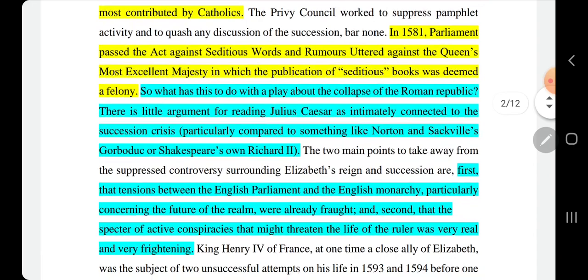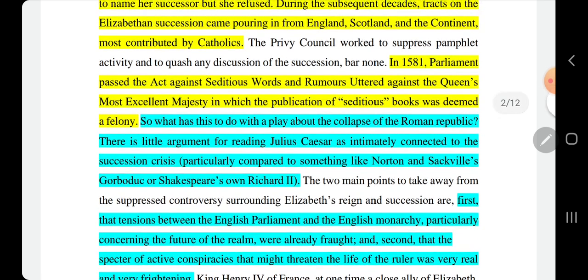People started to publish a couple of seditious books, and the parliament tried to suppress such things and consider these things as a felony or as a crime. So, why is the historical context very important? What's the historical context?